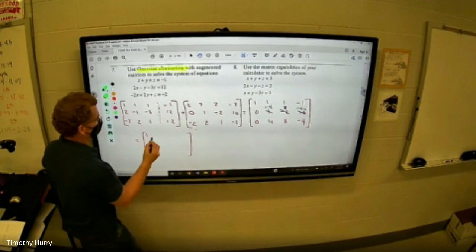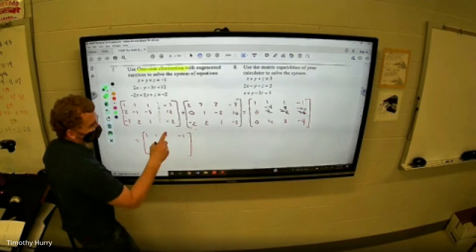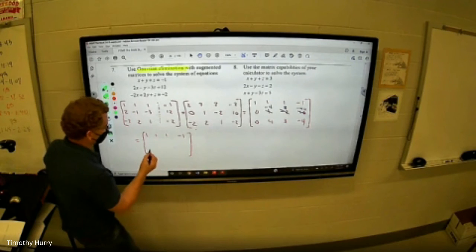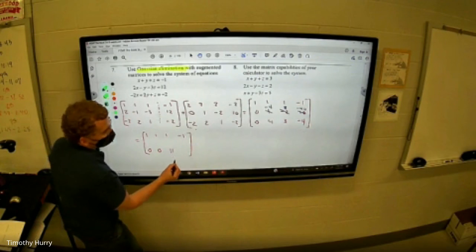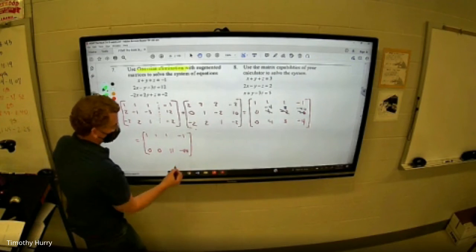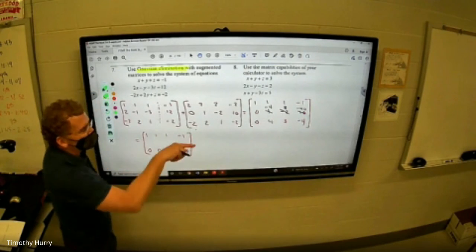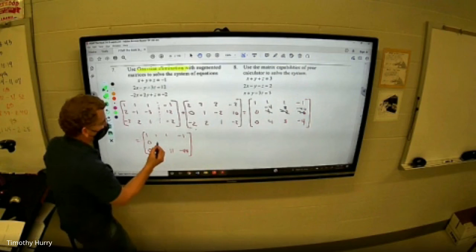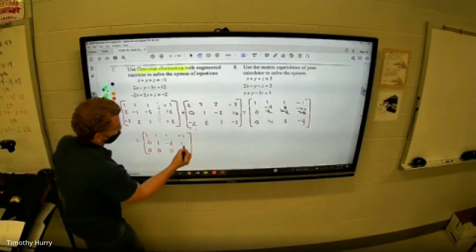The top row remains unchanged. Add the second to the third, and I get a 0 on the bottom, another 0 on the bottom, an 11, and a negative 44. And I can write the second row down, but I'm going to now go back and divide it by negative 4 to get what I had before, which is a 1, negative 2, 10.